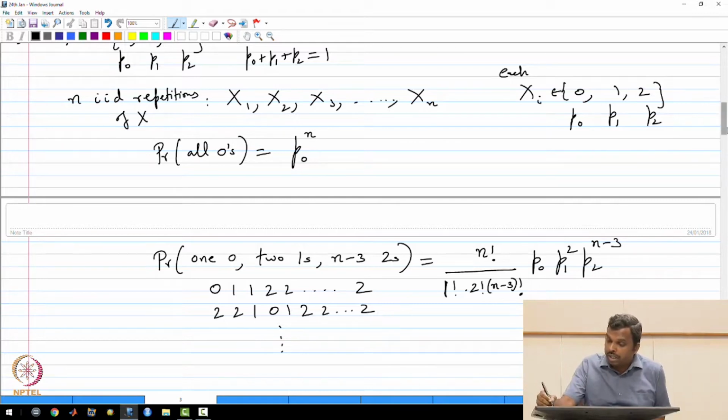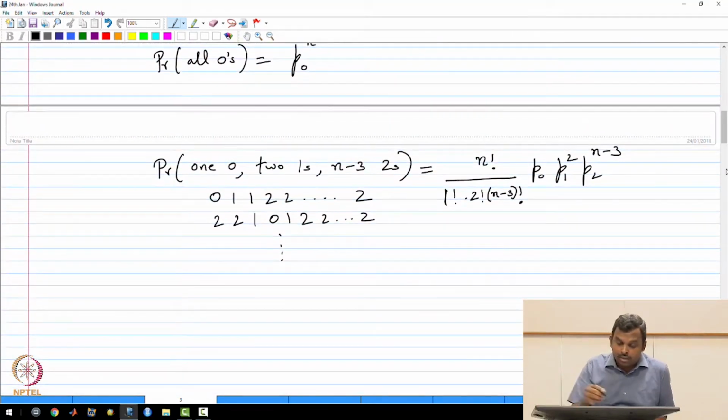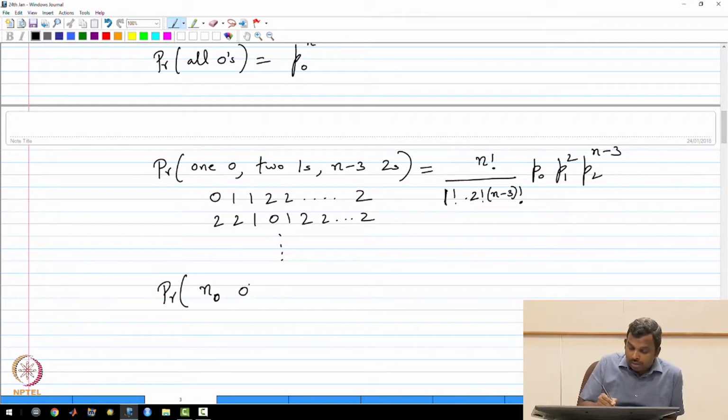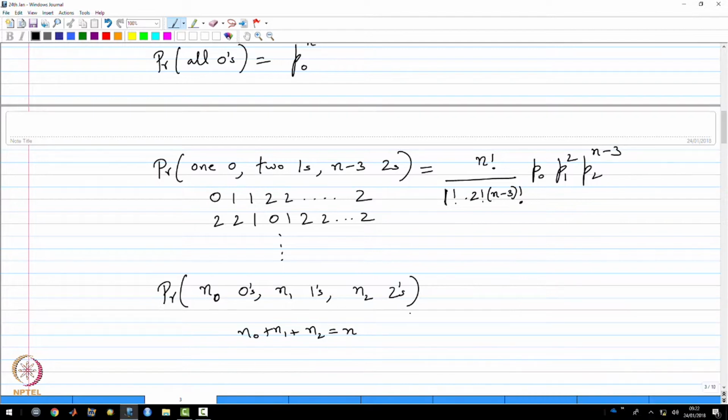So if you want me to generalize and write it out very carefully, if you have probability of n0 zeros, n1 ones, and then n2 twos. Remember, n0 plus n1 plus n2 will be actually equal to n. Okay, there are n of them. n0 of them are zeros, n1 of them are ones, n2 of them are twos. So if you do this, the general formula will be n factorial by n0 factorial, n1 factorial, n2 factorial, times p0 power n0, p1 power n1, p2 power n2. Okay, so this is a generalization of the binomial formula.